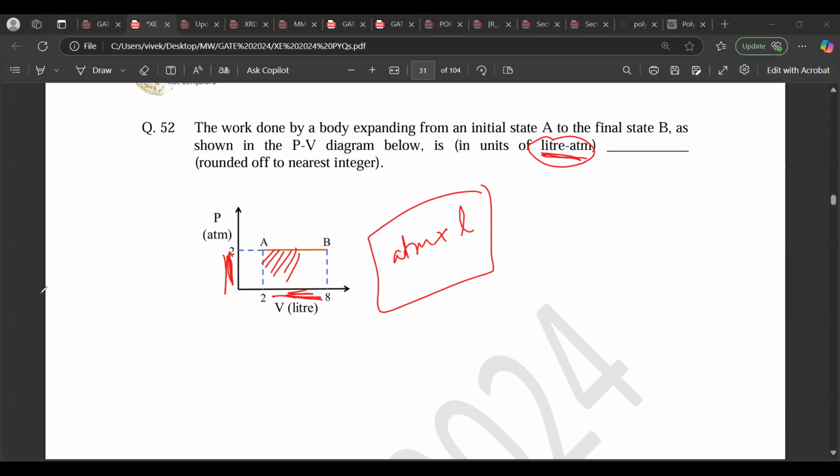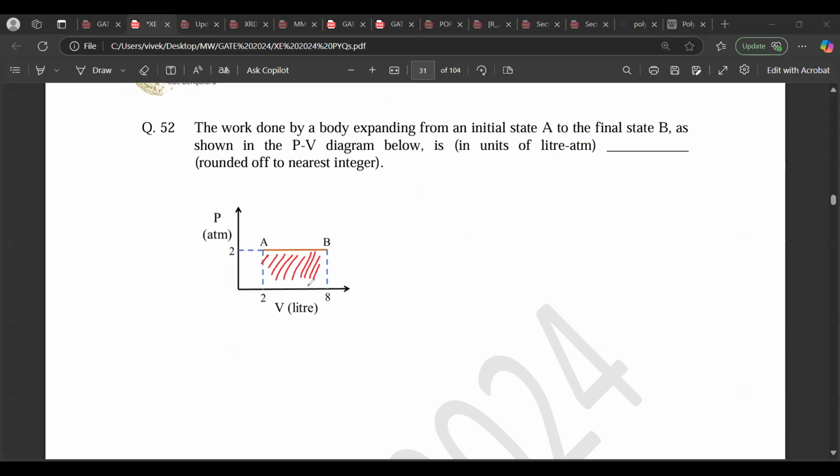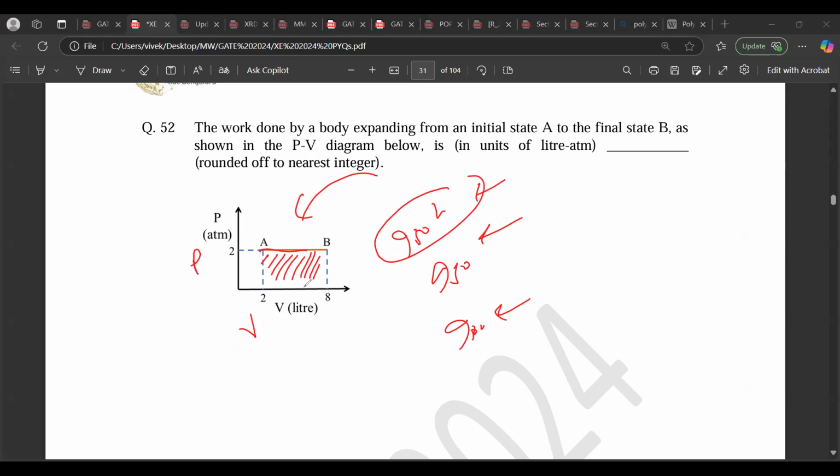So they just wanted to ask whether you understand the concept of work done in different processes, like in isobaric process, isochoric process, isothermal process. Do you know the formula for each process? Or if you know the formula, do you know it graphically as well? Okay, that is the idea. So in isobaric, where pressure is constant, if you have PV, just find out the area under the curve.